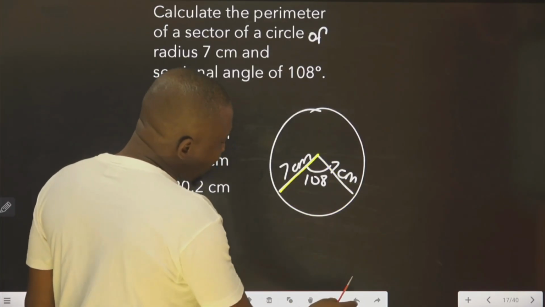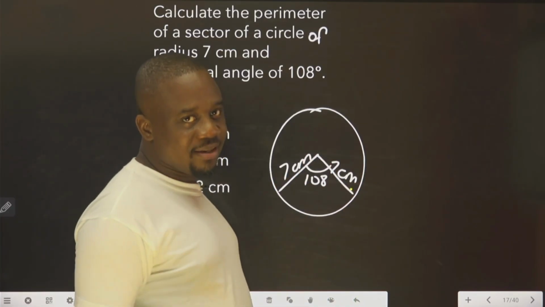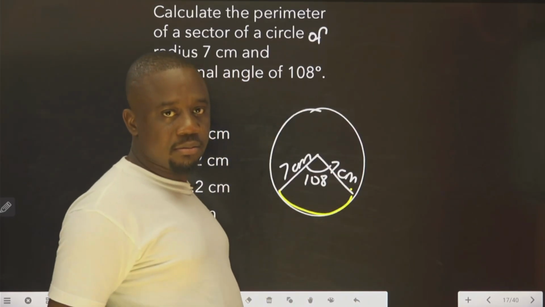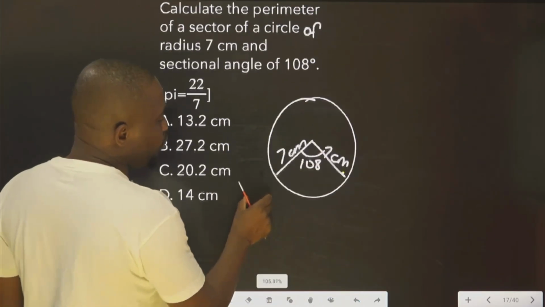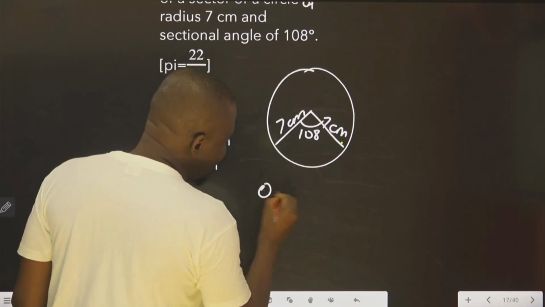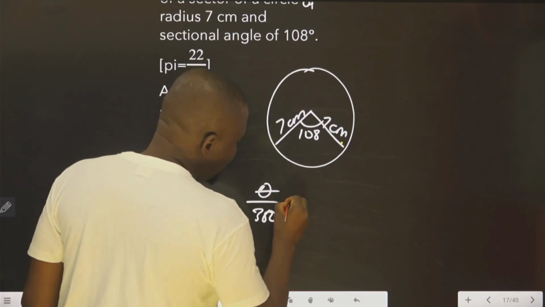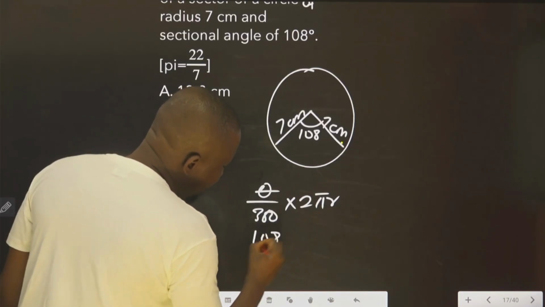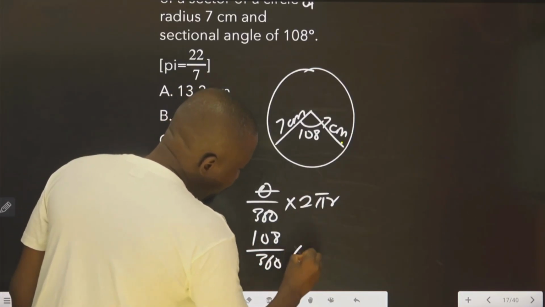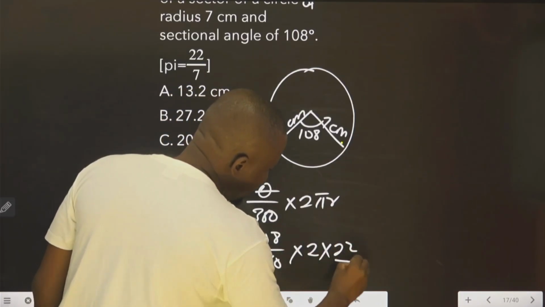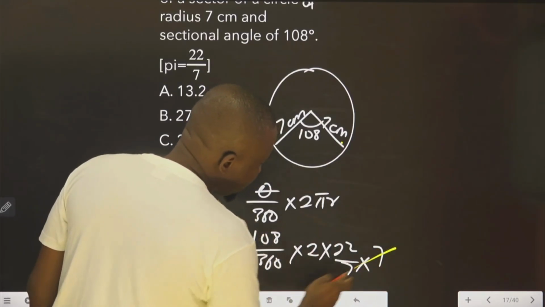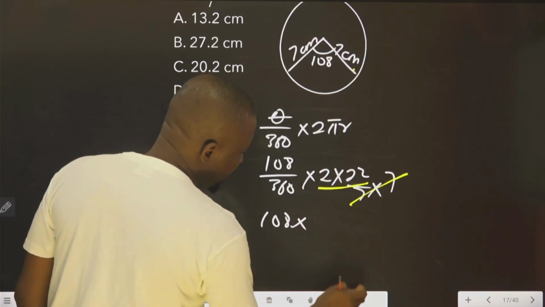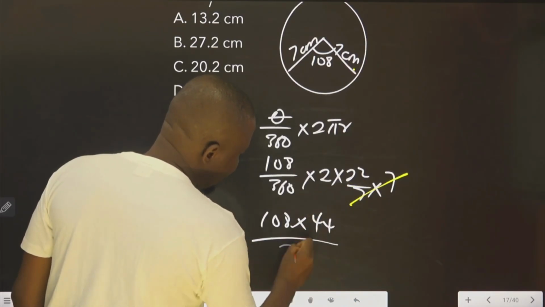We are given two already. This and this are given to us, the radii. So all we need to do now, we find this arc. So therefore, you agree with me, to get the arc is theta over 360 multiplied by 2 pi r. So what is theta? Theta is 108 over 360 multiplied by 2 multiplied by 22 over 7 multiplied by r, which is 7. This will cancel. We have 108 multiplied by this will give us 44 over 360.